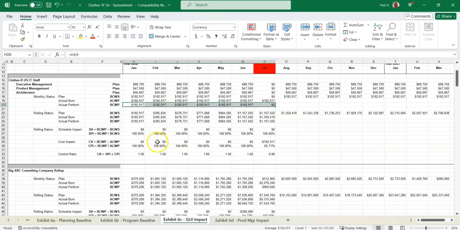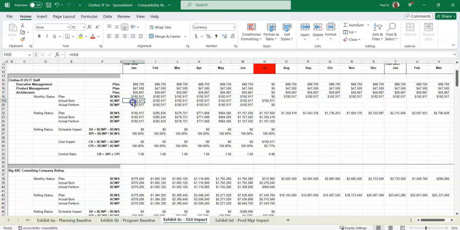Now, what you'll notice about this section up here is that it's an LOE function: executive management, product management, architecture. These are LOE functions. Level of effort means they basically took the people working on it, what the salaries were, and rolled it up, and it stayed consistent every month. And then the earned value always equals the plan for LOE. So the budgeted cost of work performed will always equal the budgeted cost of work scheduled all the way across, because that's what LOE does.